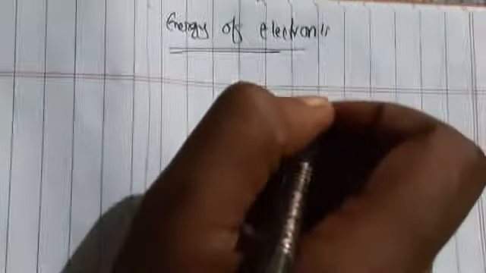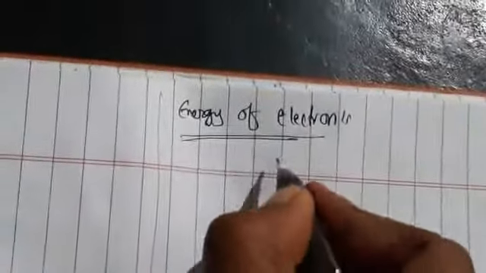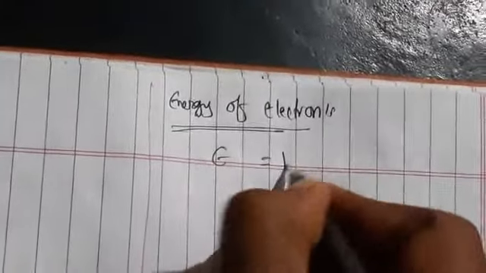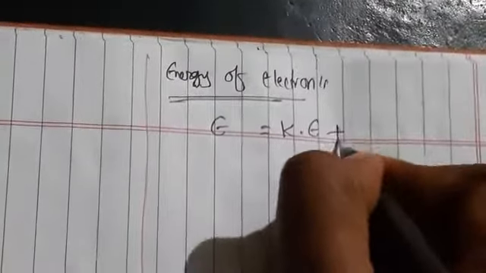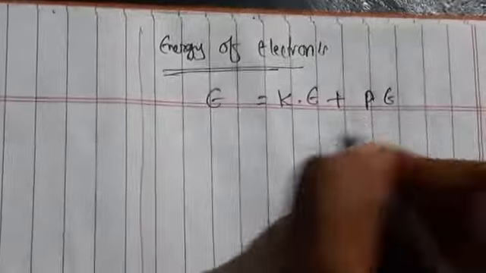Now coming to the energy of the electron. How are we going to calculate the energy of the electron? The energy is calculated as the sum of the kinetic energy plus the potential energy, as we know.